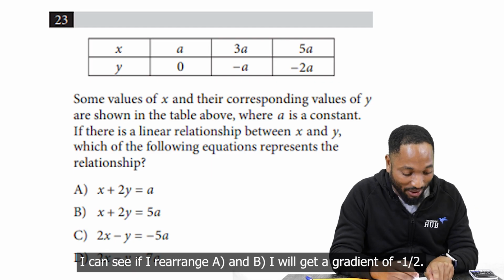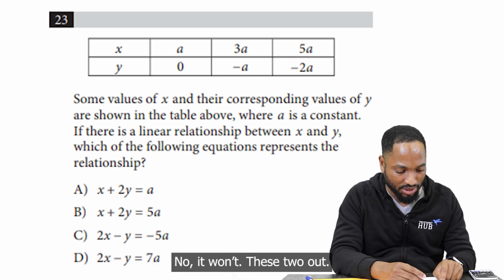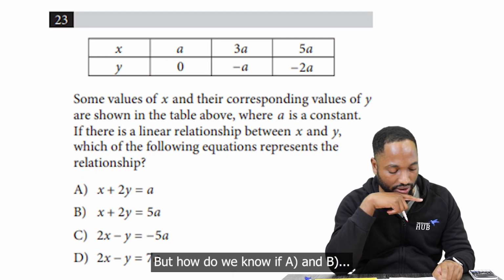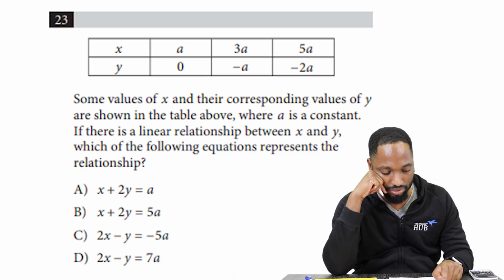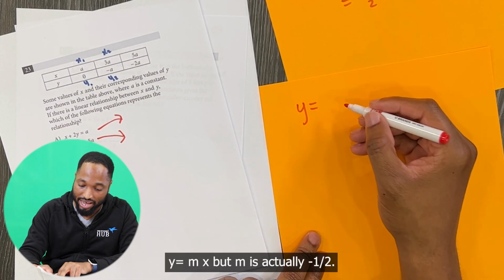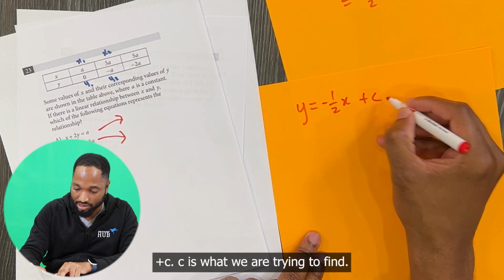Nice. I can see if I rearrange a and b, I will get a gradient of negative a half. Will that happen with c? No, it won't. These two out. But how do we know if a and b? We need to find the y-intercept. Y is equal to mx, but m is actually negative a half. We got that. Plus c. C is what we are trying to find.